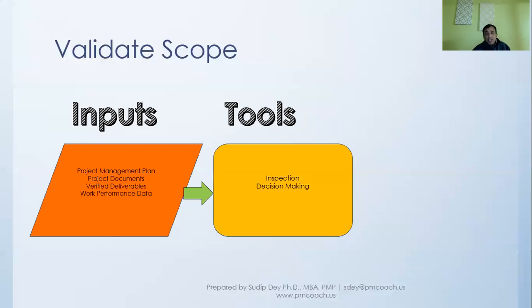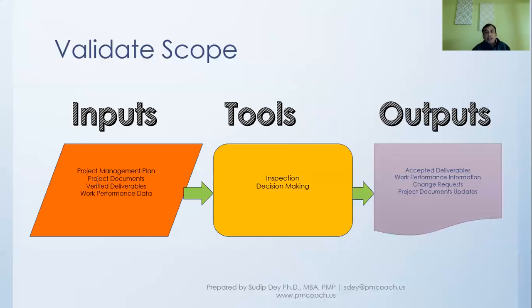And the decision making, again, when validate scope is being done, there will be instances where you have to decide, well, this might not be perfect, but then what do we do? Should we take it in, or should we make the change, or should we make the change later, and so on and so forth. So there are many decision points where these decision-making tools will be applied. Some of the decision-making tools we talked about are voting, autocratic, multi-criteria decision analysis, and so on.